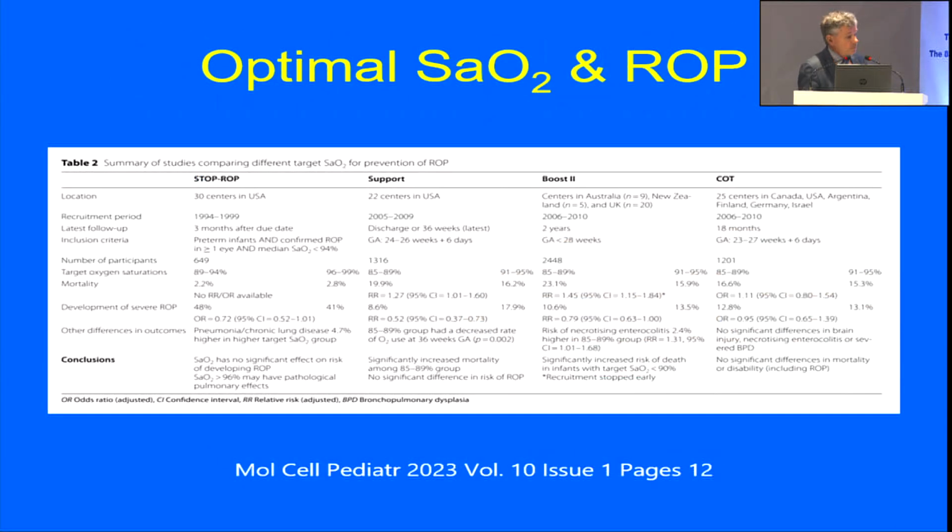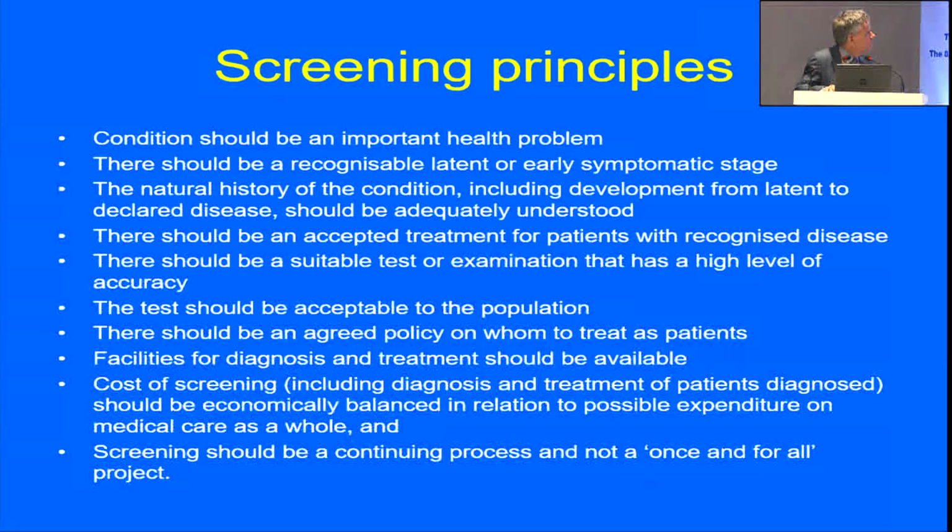We know from several large randomised trials what target saturations we should be aiming at once the child is in the nursery, and basically targets in the low 90s are very important.